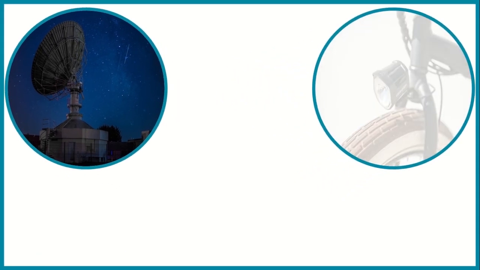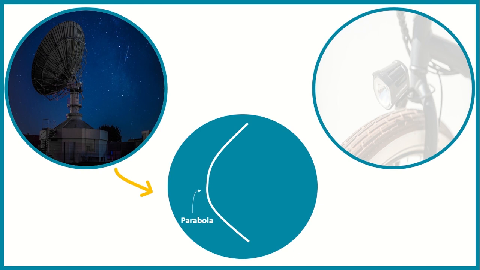Starting off with a satellite dish. The function of a satellite dish is to accept incoming signal. The surface of a satellite dish is designed so that it is parabolic. What this means is that incoming signals will bounce off the satellite surface and reflect to a central point, a receiver.